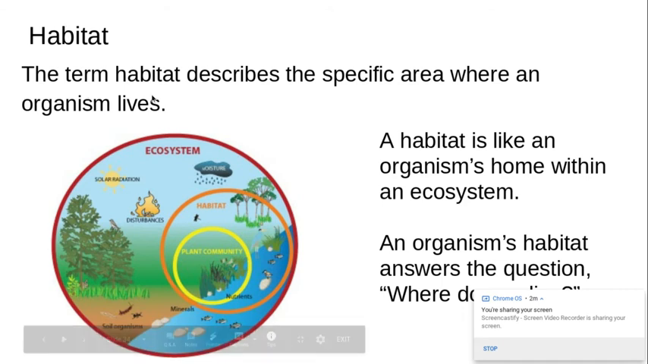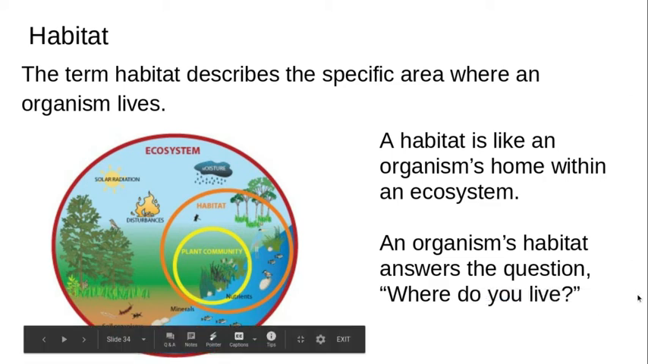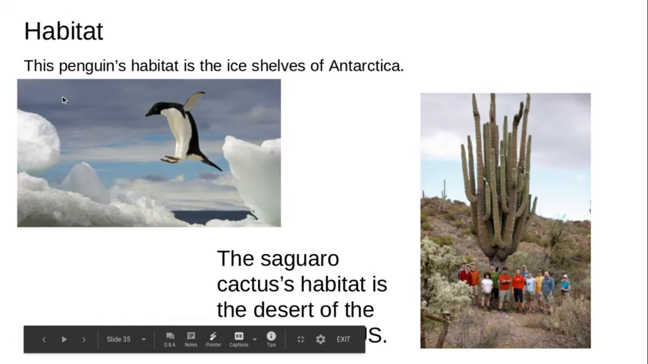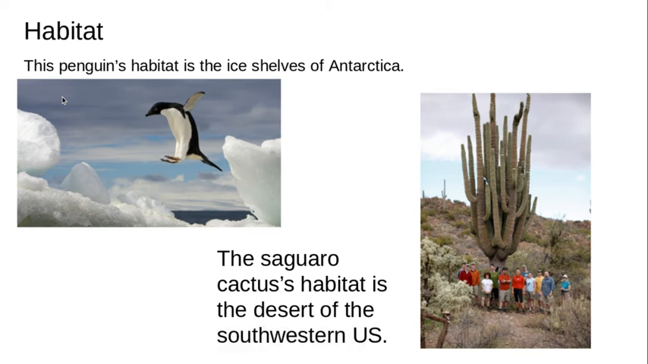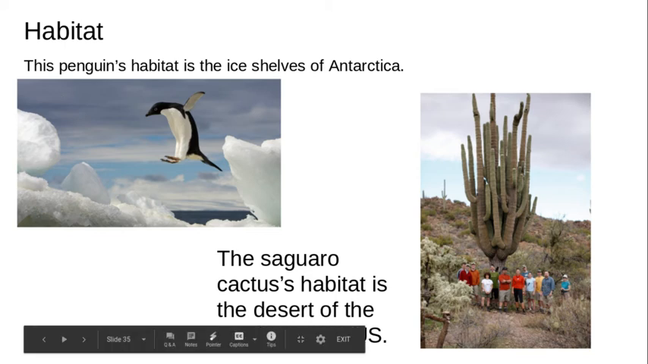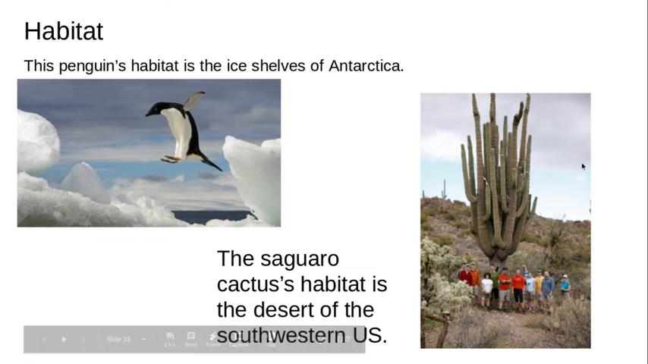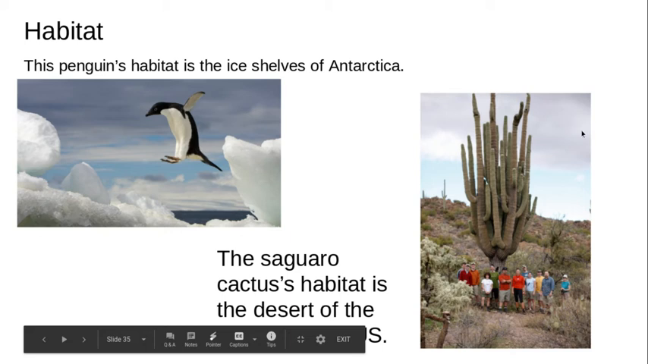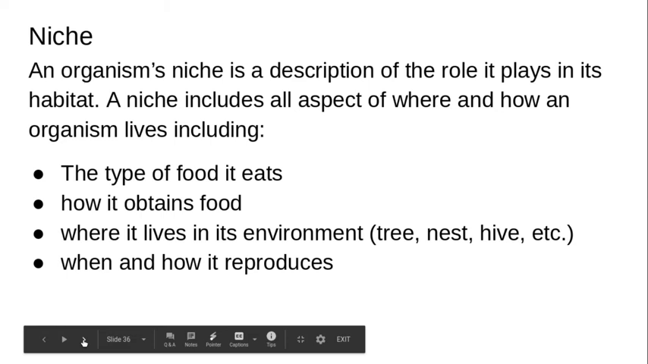Habitat. So this word describes a specific area where an organism lives. So what is your habitat? A habitat is basically like an organism's home within its ecosystem. An organism's habitat answers the question, where do you live? So a penguin's habitat would be the ice shelves in Antarctica. A saguaro cactus habitat is the deserts of the US. That's pretty cool. And that's in the Southwest US. It's a huge cactus.